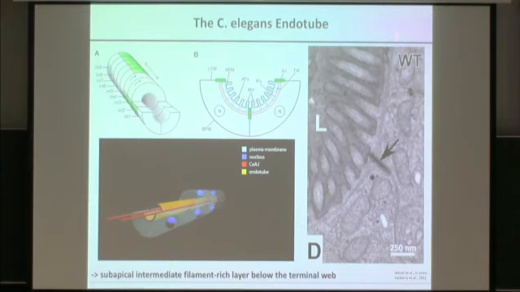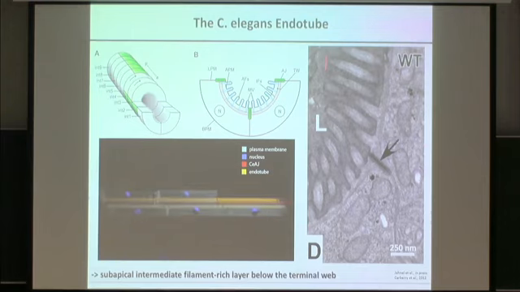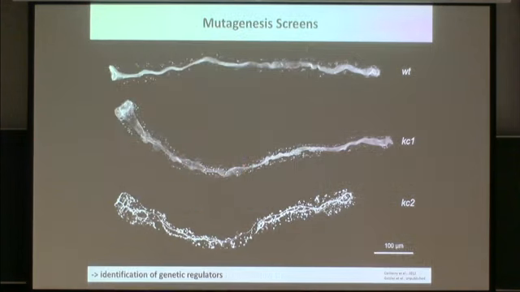And here again, electron micrograph, microvilli, this electron-dense structure which is referred to in C. elegans as the endotube, and here's the C. elegans apical junction. Now, what's nice about this, we can use this very peculiar arrangement of the intermediate filaments to search for organizers by doing simple genetic screens. And this just shows you two such examples.